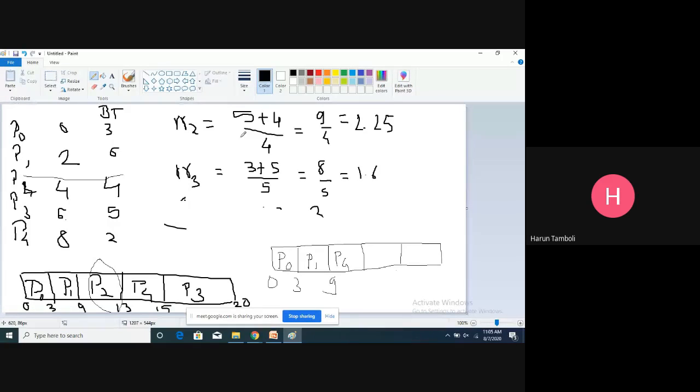For example, in FCFS we do the allocation on the basis of arrival time. The process that arrives first will be executed first. So in that case we are considering arrival time.